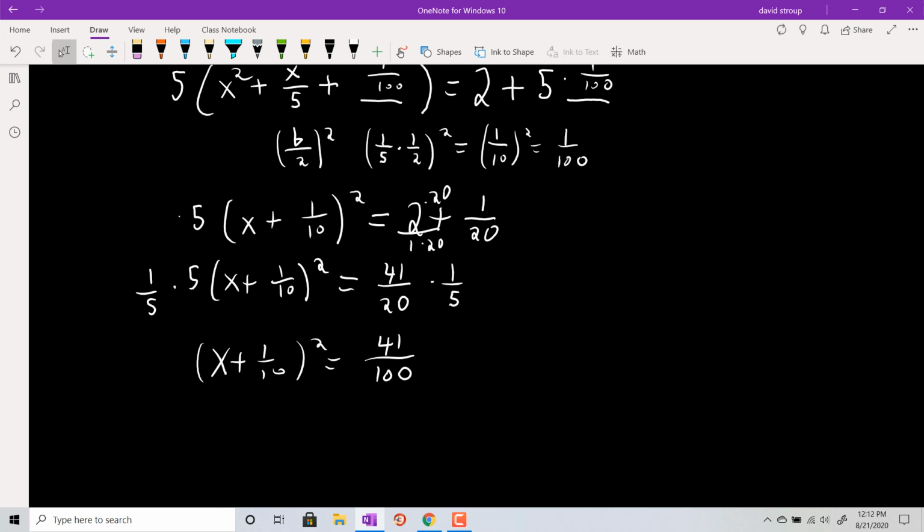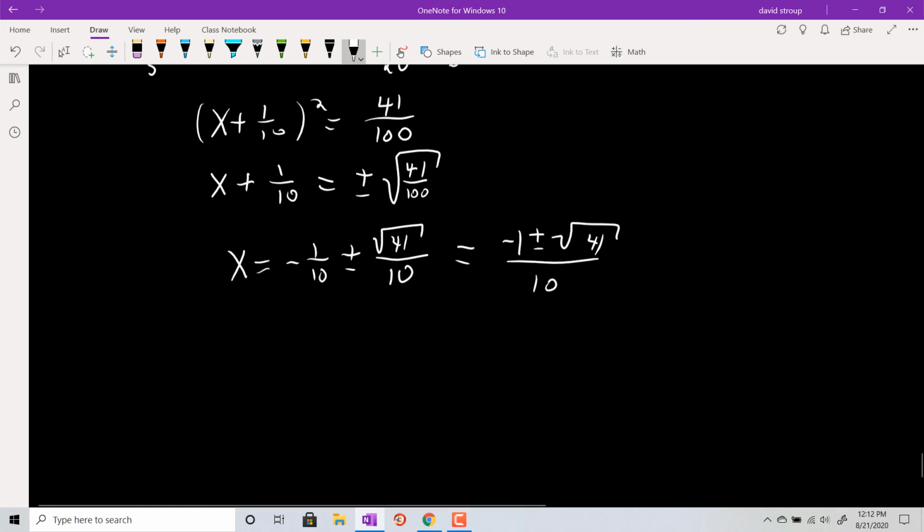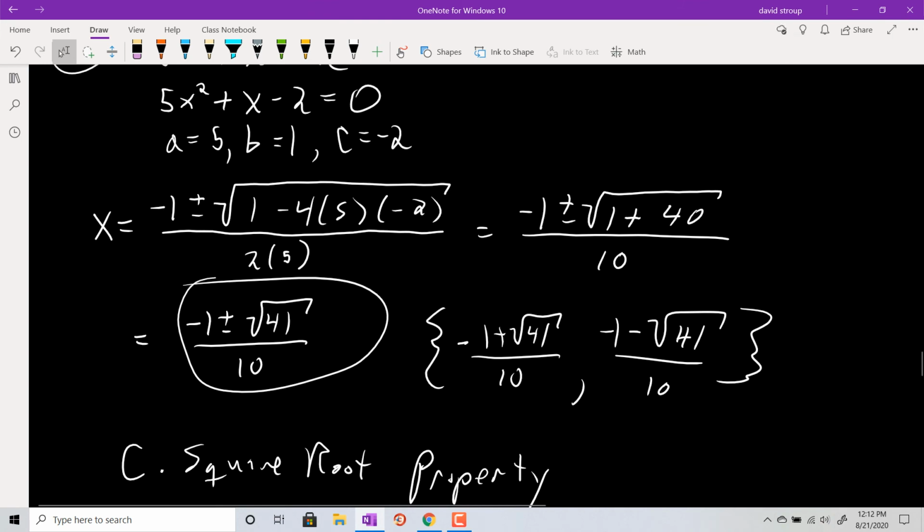And then take the square root property on both sides: plus or minus square root of 41 over 100. And then finally move the 1/10 over. Square root of 41 over 100 is the same as square root of 41 over the square root of 100. The square root of 100 is 10. And if you combine those into one fraction, it'll be negative 1 plus or minus square root of 41 all over 10. And let's scroll back up, right? And that's the answer we got last time.